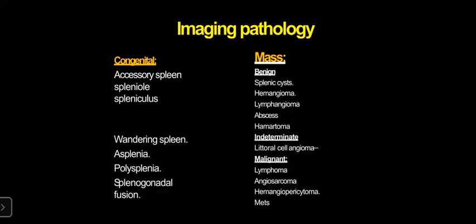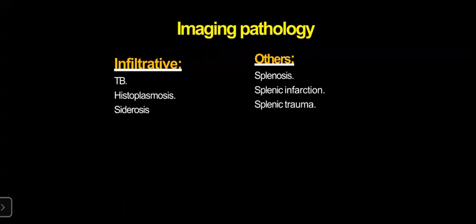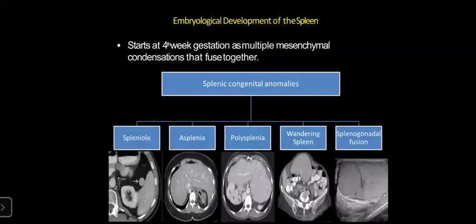And now with imaging pathologies. Imaging pathologies of the spleen may be congenital, such as accessory spleen, wandering spleen, asplenia, polysplenia, and else. Masses may be benign, indeterminate, or malignant. The benign ones include splenic cyst, hemangioma, lymphangioma, abscess. The malignant ones may be metastasis, lymphoma, and so on. It may also be infiltrative disease such as TB, siderosis, or others, and it may be trauma or infarctions.